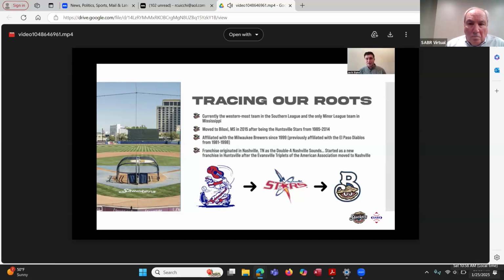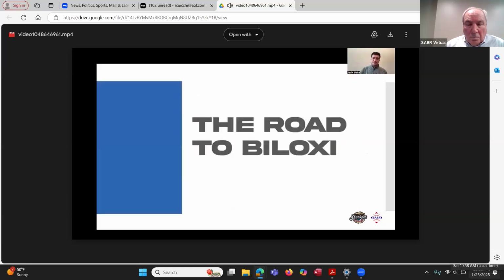But of course, it gives us a great opportunity to take a look at that fantastic Nashville Sounds logo. The Stars, obviously, really paying tribute to all the aerospace and the space industry in the Huntsville area, and obviously the Shuckers, with the cute little oyster, paying homage to the fishing industry in coastal Mississippi.